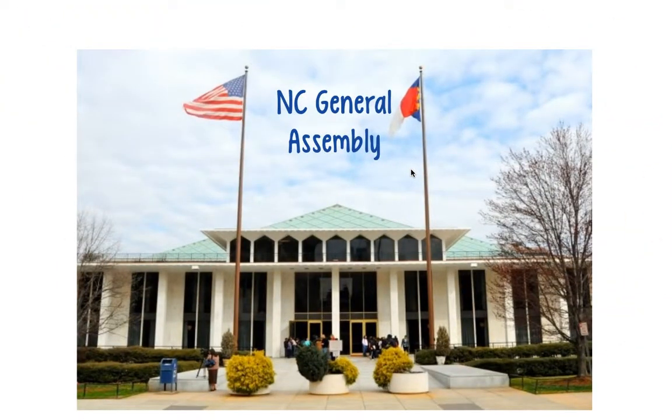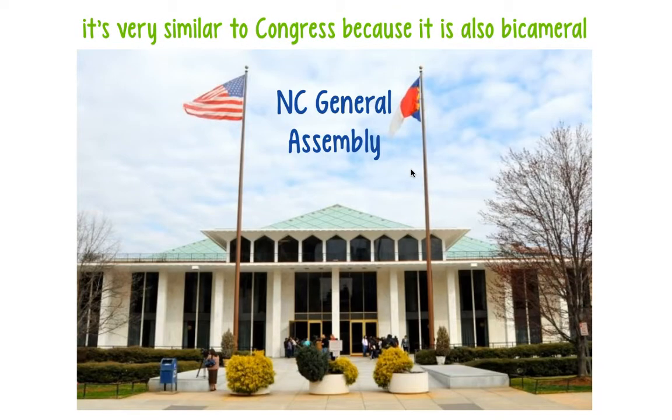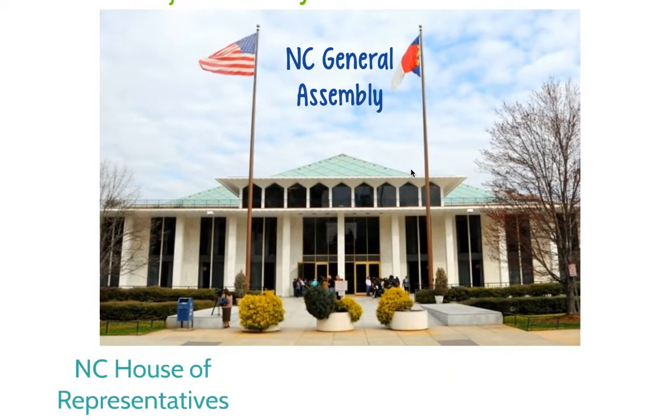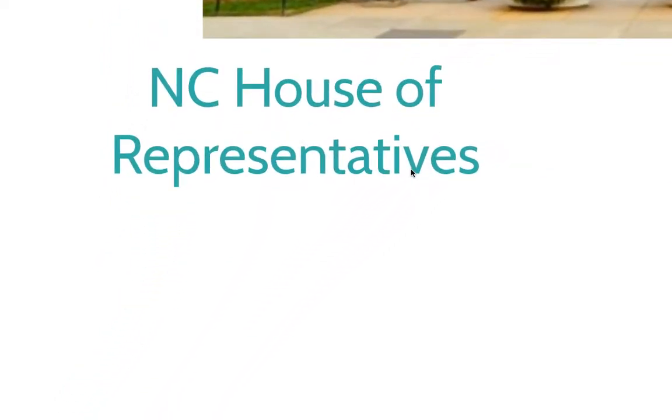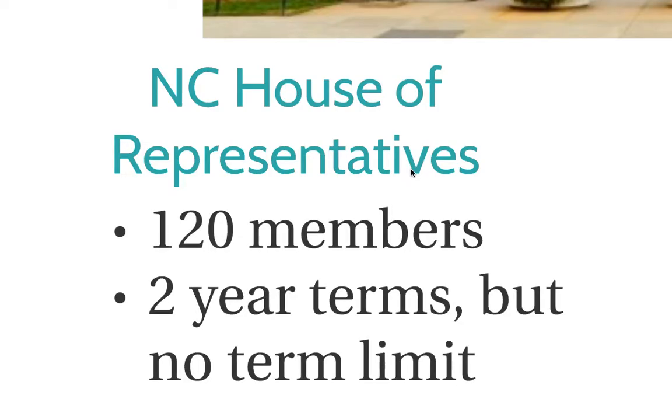So, talking about the General Assembly, this is what the building looks like, and it looks a lot more impressive when you're there. I think this picture looks quite small compared to the Capitol building, but this is where we make laws in the state of North Carolina. It's very similar to Congress because there are two houses. We have a North Carolina House of Representatives and we have a North Carolina Senate. Now, let's talk about the NC House first. There are 120 members, and they are there for 2-year terms. So every 2 years, all 120 have to run for re-election. However, there is no term limit. They can be there as long as they like.